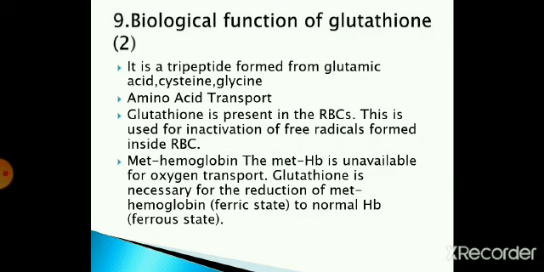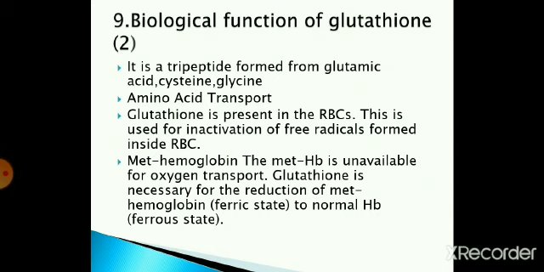Then the biological function of glutathione. Glutathione is a tripeptide formed from glutamic acid, cysteine, and glycine. So it has a role in the transport of amino acids, which we have already discussed. That is the Meister cycle. Its role in the Meister cycle. So you have to write about the role of glutathione in amino acid transport.